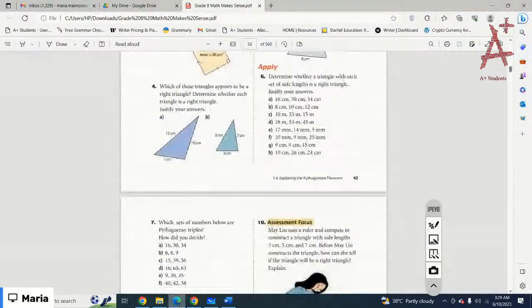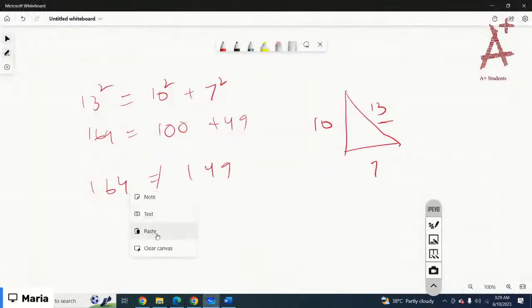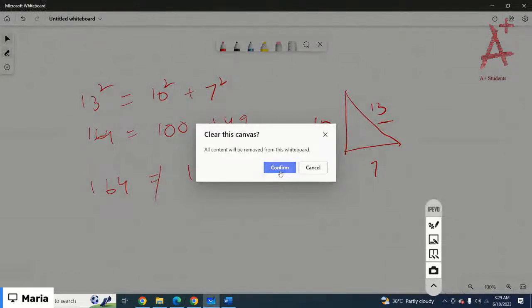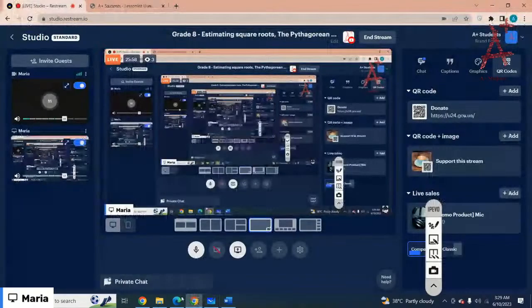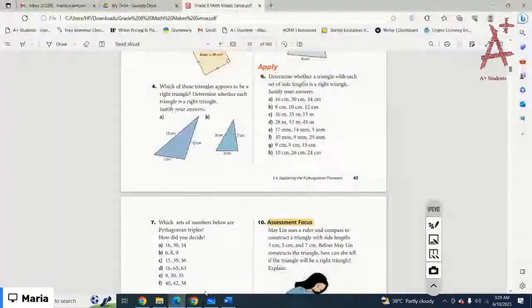Determine whether a triangle with each side length is a right angle triangle. So you are given the side lengths, you need to see if this is a right angle triangle. It would be 16, 30, and 34. Okay, you are just given side lengths 16, 30, and 34. Got it? You have to see if this is a right angle triangle.